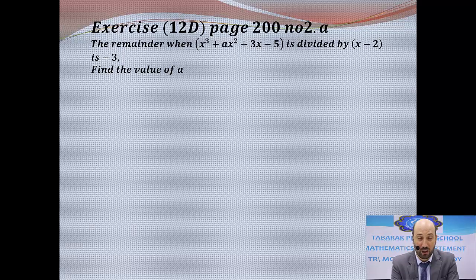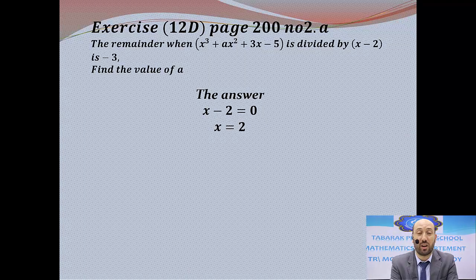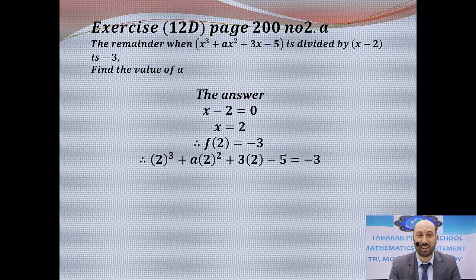So firstly we have to find the zero of x minus 2. The zero of x minus 2 is 2. Why? Because we are going to make x minus 2 equal to 0, so x equals 2. So now the function of 2 equals negative 3, because the remainder is negative 3 when we divide it by x minus 2. So here we have to substitute the value in the expression by 2.